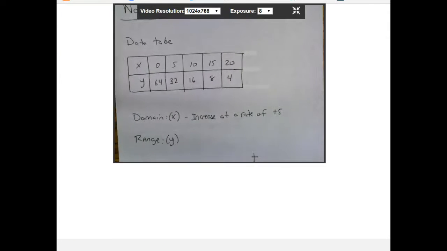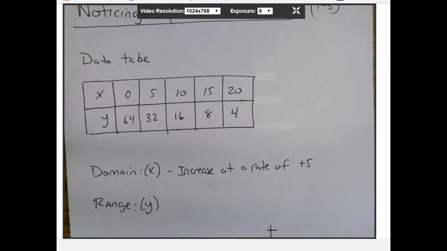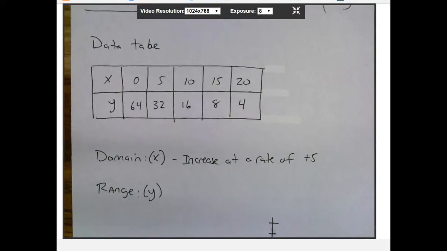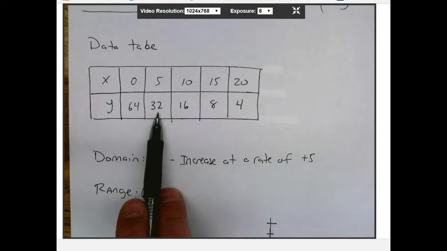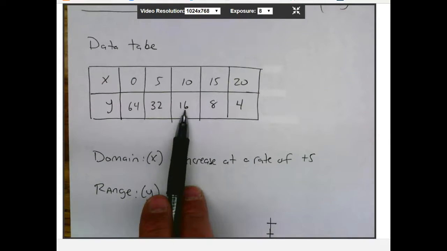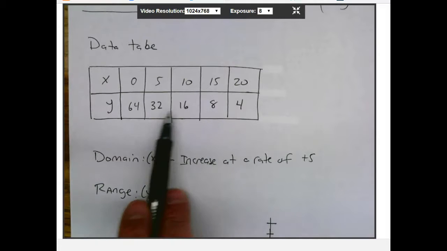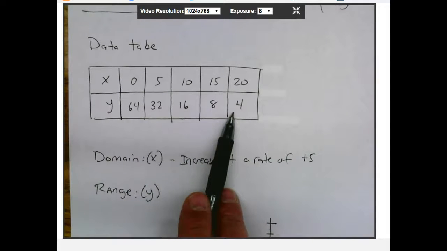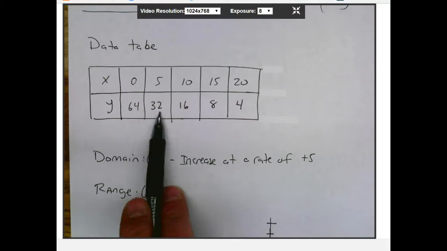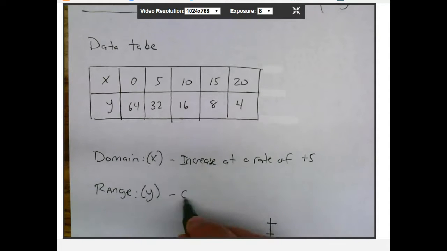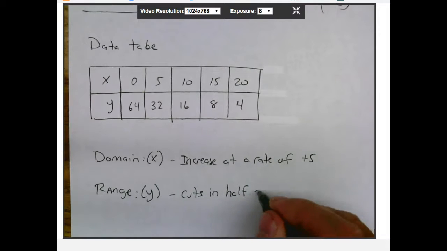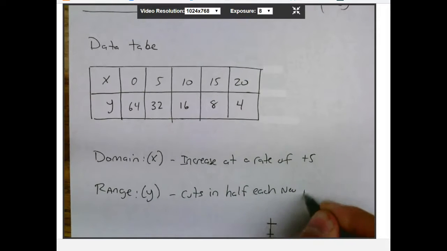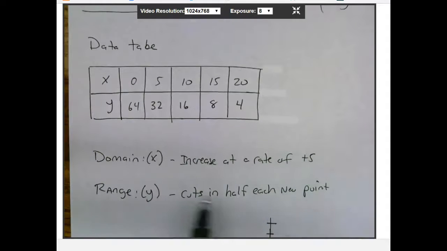Okay, and then if we look at y, we could see, is there something going on there? We might look at it at first and think there's not. 64 to 32, so it decreased by 32. 32 to 16, decreased by 16. Then 16 to 8. We should notice maybe it's not the same each time, but it looks like it's going by half. So we would say it cuts in half each new point. So that might tell us there is a pattern here.